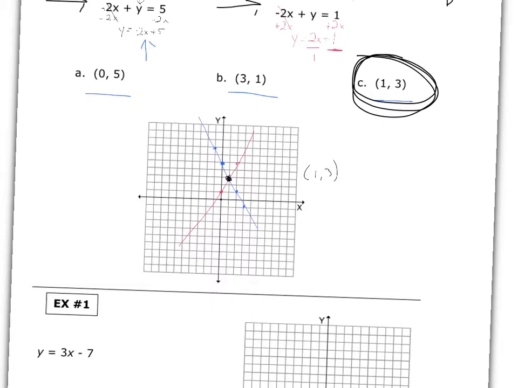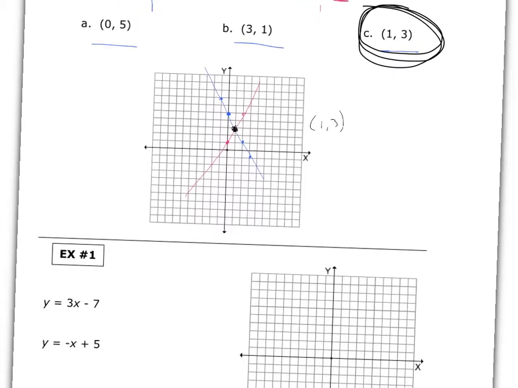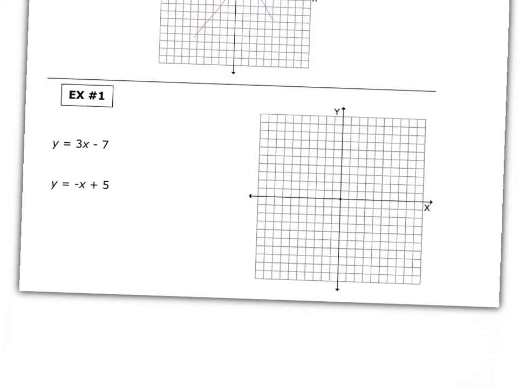Let's go ahead and try our last example. Okay, these ones are already solved for y. You don't have to do anything. You can go ahead and graph them. Okay, so our first one, we have a y-intercept of -7 and a slope of 3, or a rise over run of 3 over 1. So let's go ahead and graph that guy. I'm going to graph it in red.